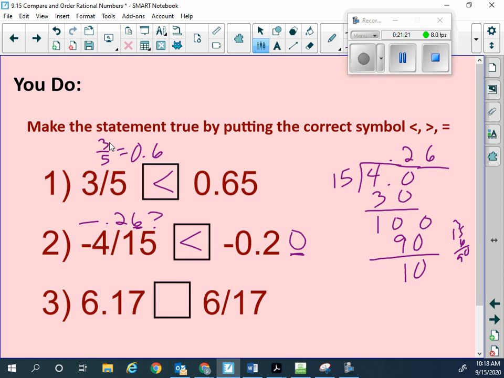And now on the third one, this is 6.17 versus 6/17. Do I need to do any work at all? Why not? Because this is a whole number, and this one is smaller than 1 because it's a fraction. So obviously, this one is bigger. I don't need to do conversions and stuff like that. Again, that's working smarter, not harder. Okay? All right.